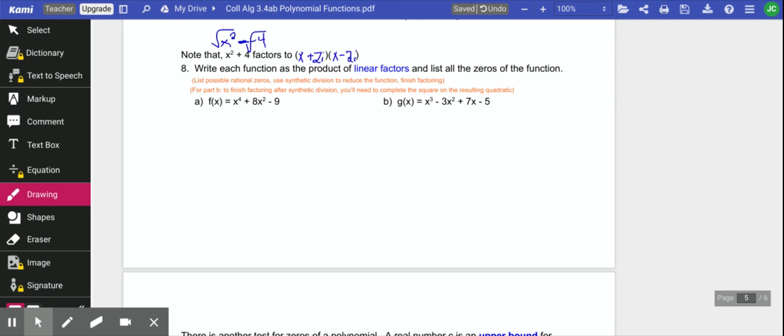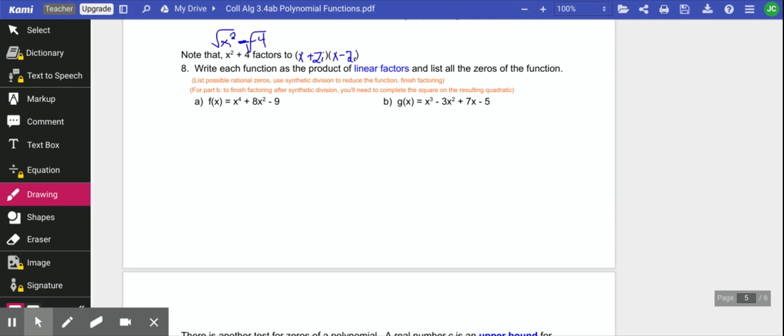So in number 8, they're asking us to write the function as a product of linear factors and then list all of the zeros. So when we do linear factors, that means that we don't want any x squared terms. We want to factor it down to x. So if you have a degree 4, we're going to need 4 factors. Degree 3, we're going to need 3 factors. So our first strategy for this first one, we're going to list all of the possible rational zeros, and then we're going to guess and check until we find one.